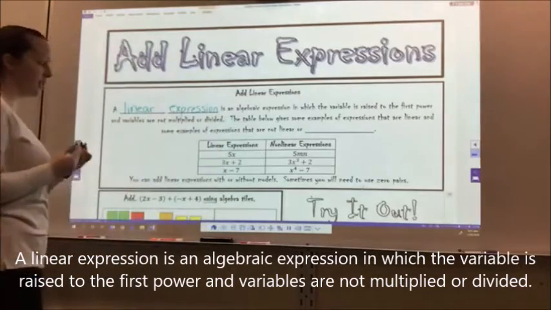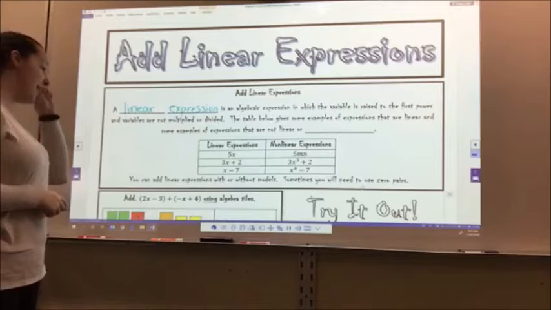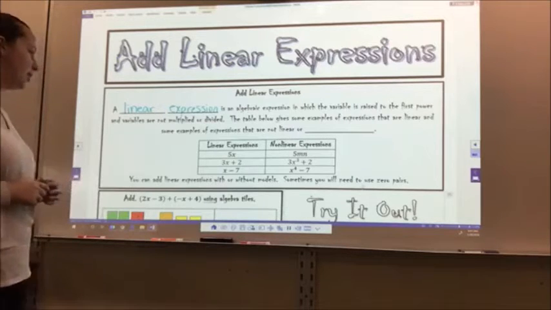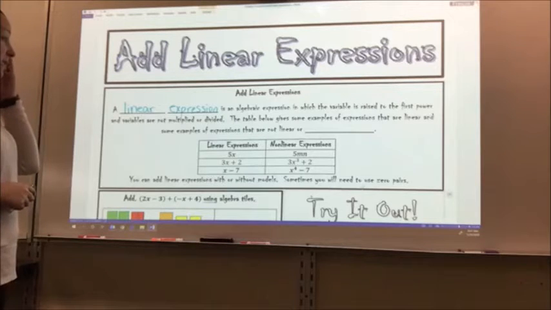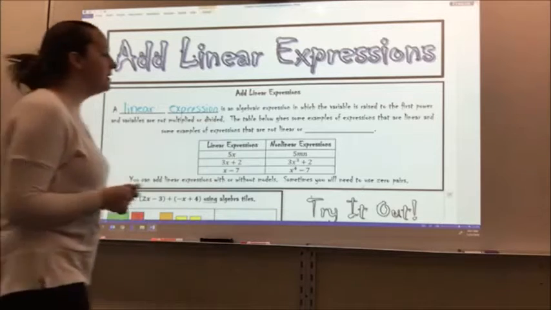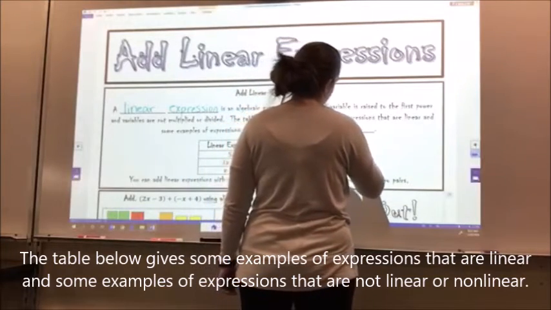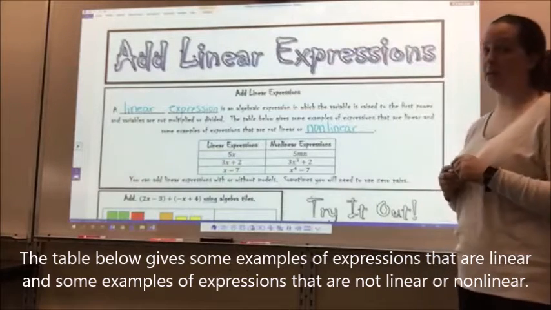Okay, so a linear expression, so linear, it forms a line. When I have exponents higher than 1, it actually forms curves and things like that. So a linear expression forms a line. The table below gives some examples of expressions that are linear and some examples of expressions that are not linear, or non-linear expressions. So non-linear, not linear. They don't form a line.